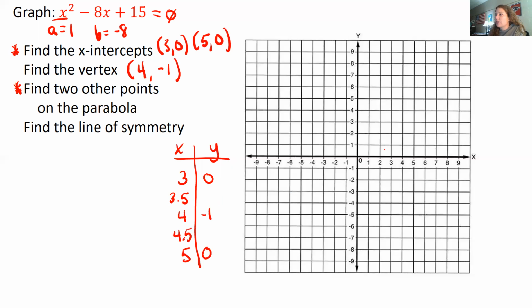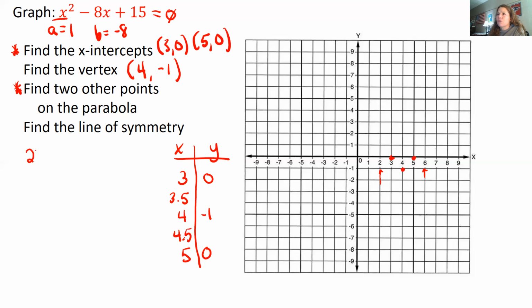So first of all, let's go ahead and graph 3, 0, 5, 0, 4, negative 1. So we're talking about 3.5 and 4.5, right? So really close. So you know what? Why don't we use 6 and 2? I think we're going to use 6 and 2 because obviously these are going to be really small right here if we use 3.5 and 4.5. So let's use what's on the other side of our x-intercepts. So let's use 6 and 2.